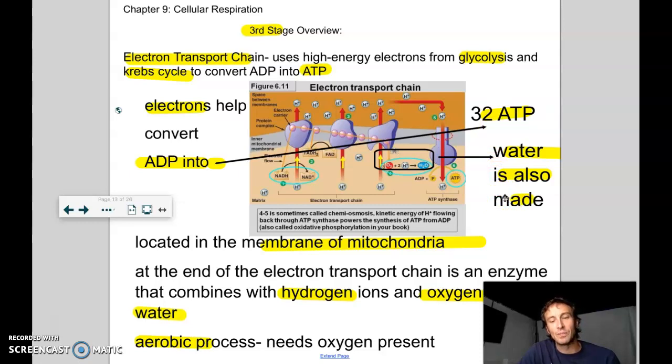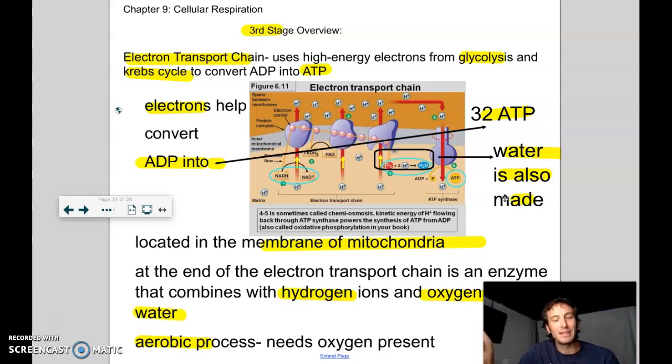Okay, water is made here, right? So one of the things we know as a product of cellular respiration is not only CO2, but also water comes out, right? If you don't believe me, go outside and breathe, right, on a cool day. You wouldn't see the CO2, but you certainly see that water vapor coming out. That's largely coming from this process. So what's going in? Electrons and ADP. What's coming out? Lots of ATP and water.